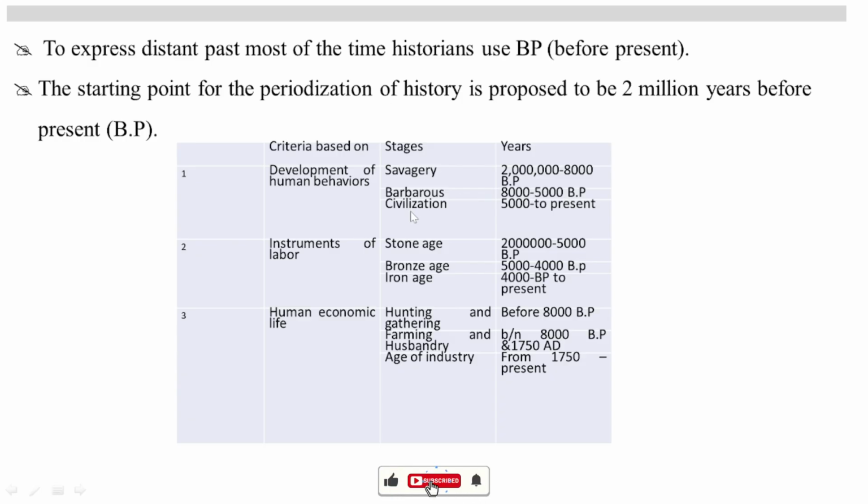The last one, civilization. Civilization is from 5,000 to the present.